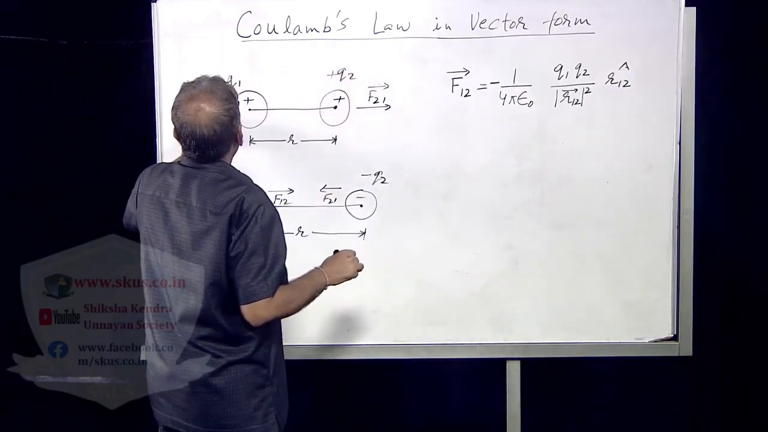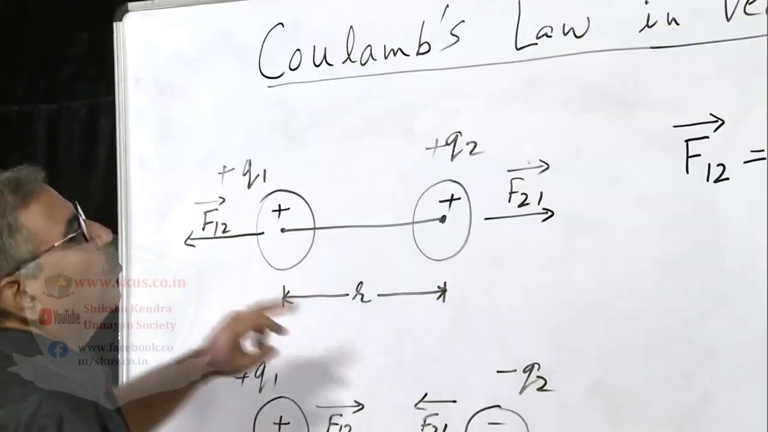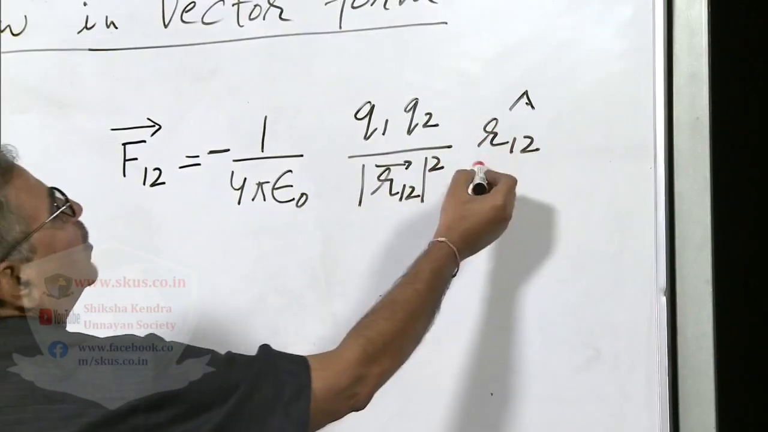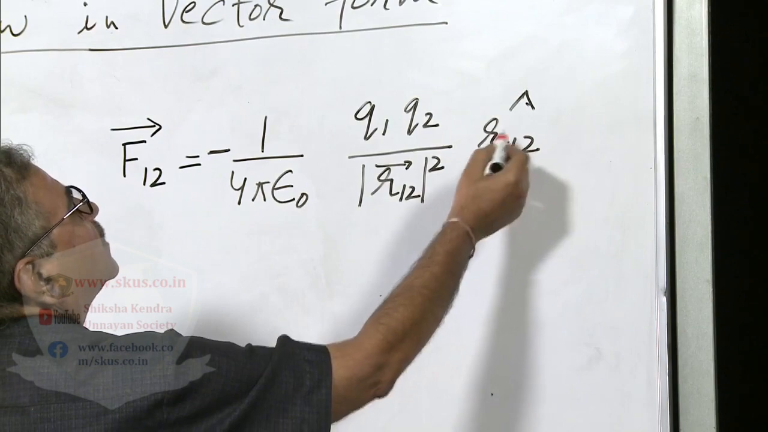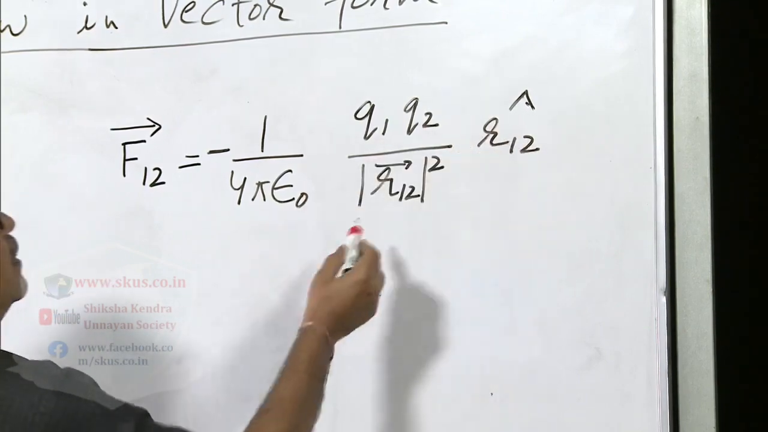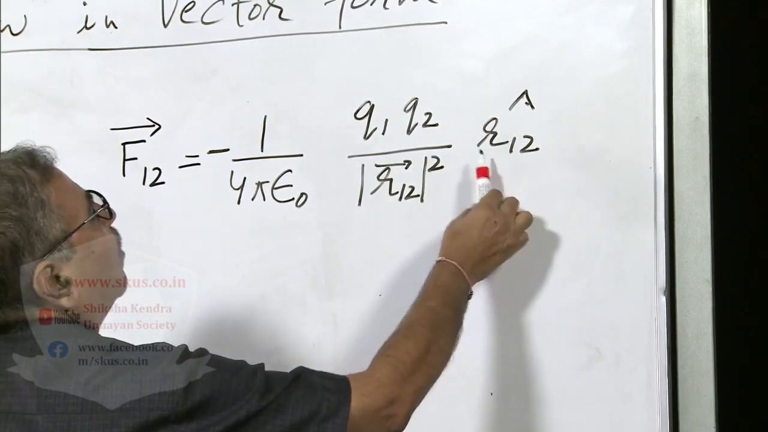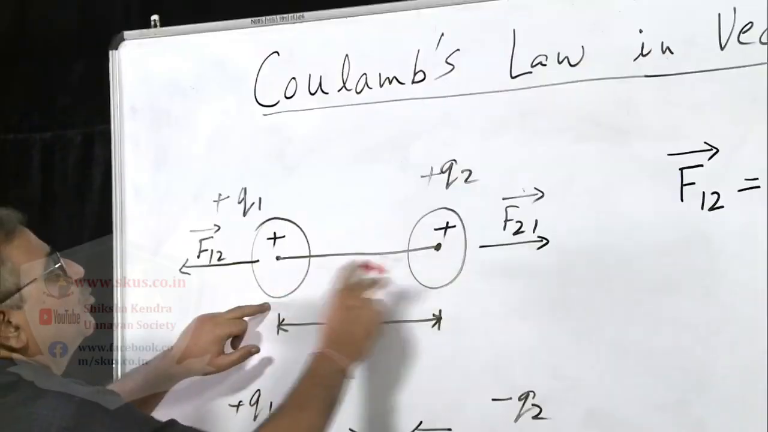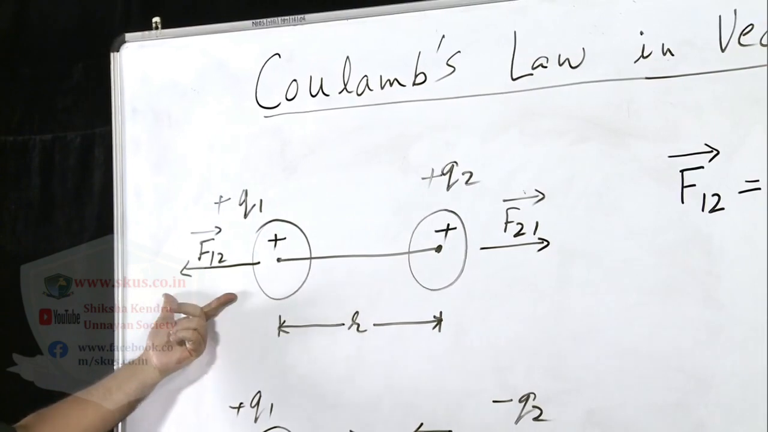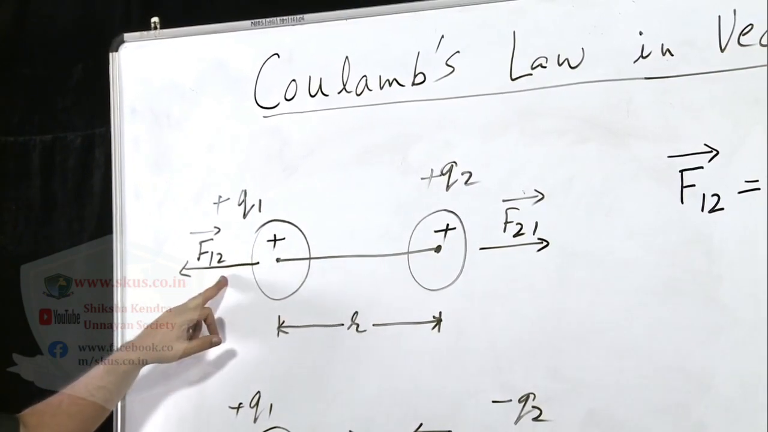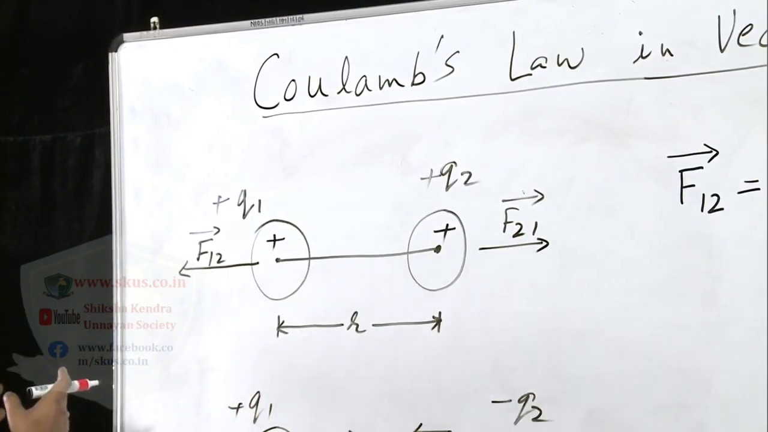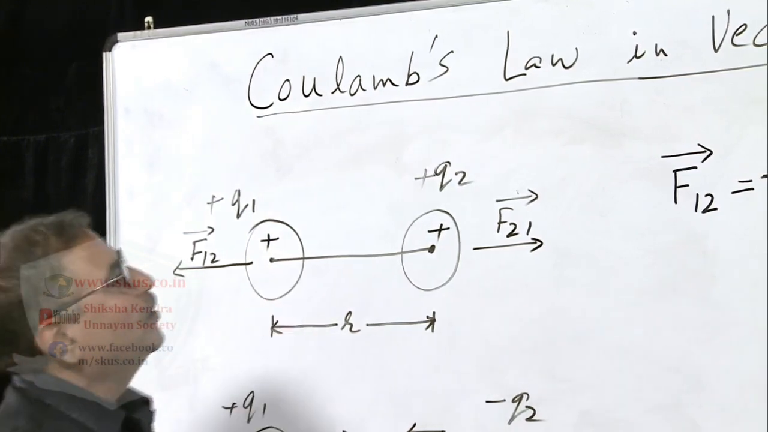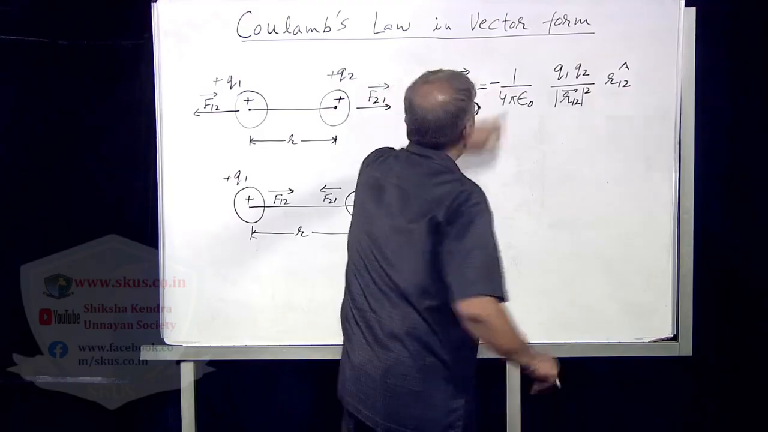Because you see, force on 1 due to 2: R12 cap is a unit vector. You see there is a cap on this R12 which denotes that it is a unit vector, and it is directed from charge 1 to charge 2, meaning its direction is from left to right. You see the direction of F12 now. F12 is directed from right to left. So the direction of F12 and the direction of R12 cap are opposite. So we have introduced here a negative sign.